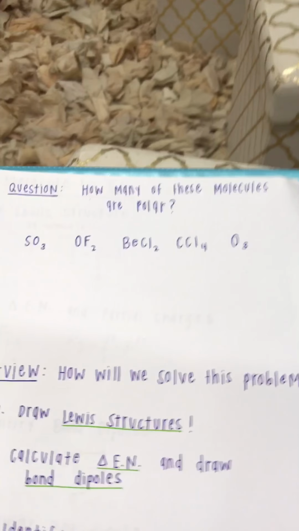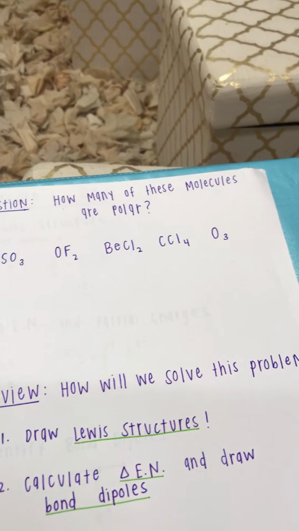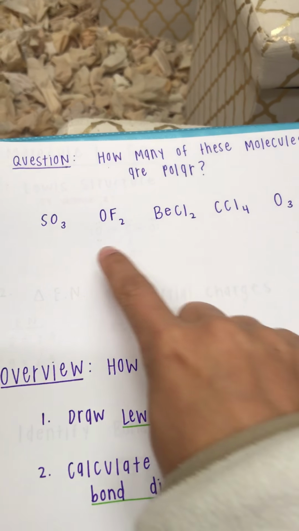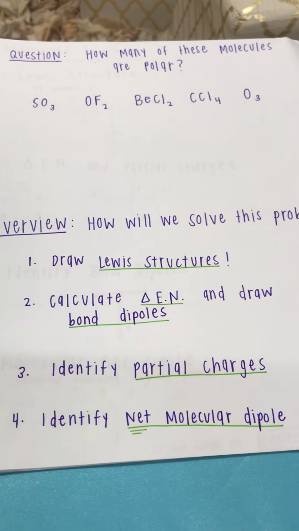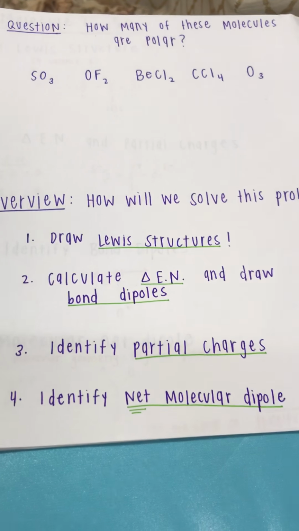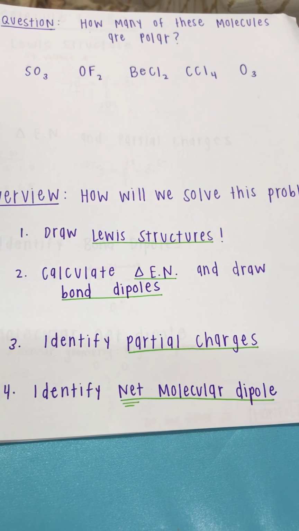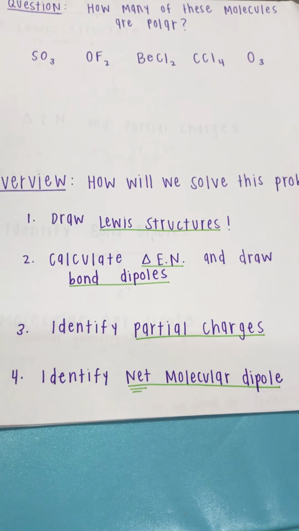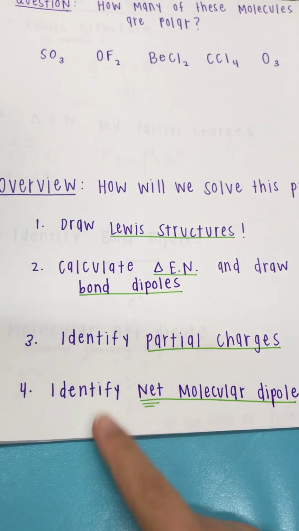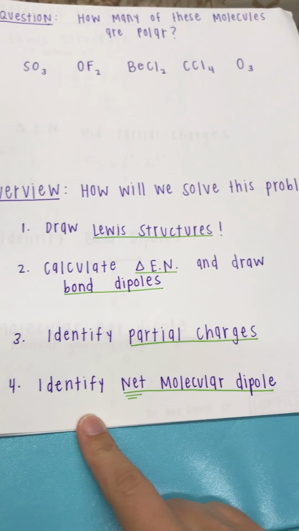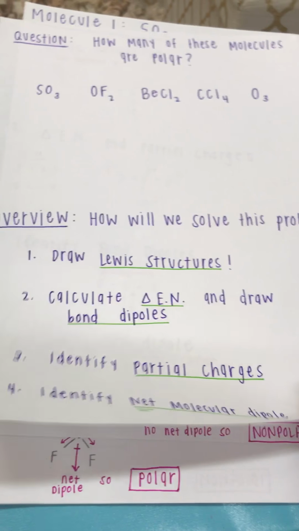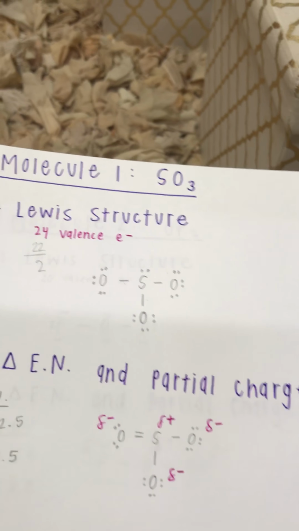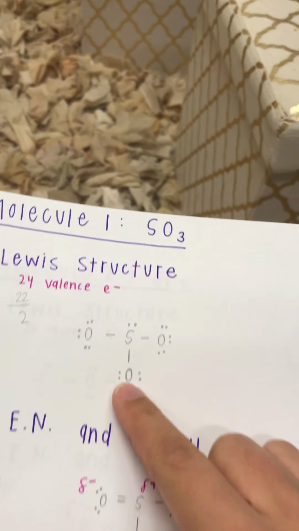How to solve a polarity problem. First, we're going to look at the question. How many of these molecules are polar? So we're going to look at these 5 molecules in multiple steps. First, we'll draw the Lewis structure. Then we'll look at the electronegativity and draw the bond dipoles accordingly. Then we'll identify partial charges and identify the net molecular dipole, which will help us understand if it's polar or nonpolar. So molecule 1, we have SO3.